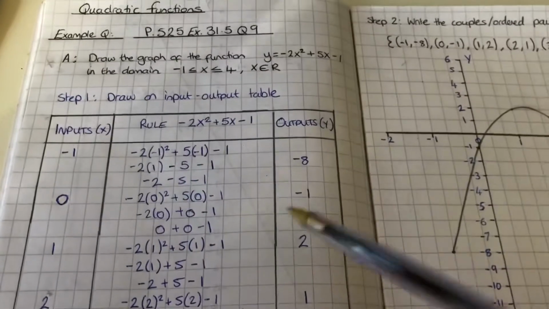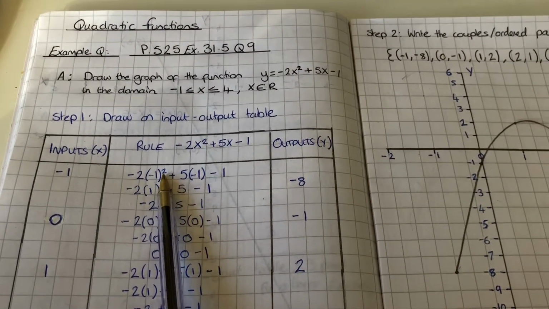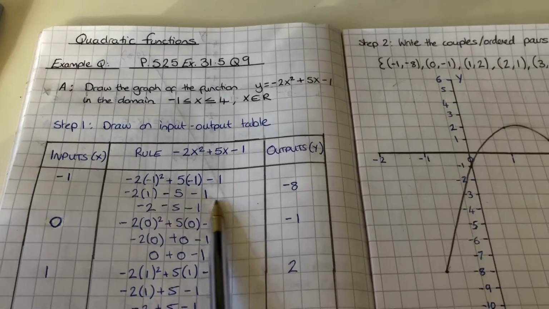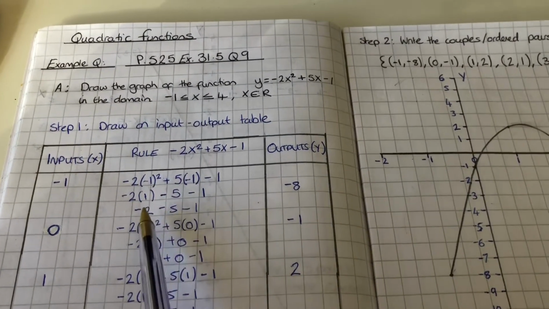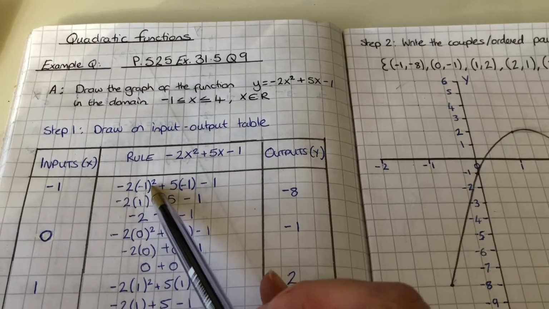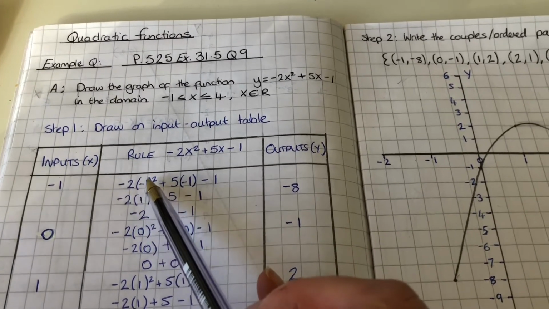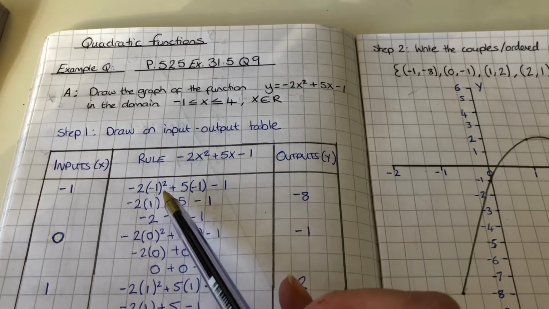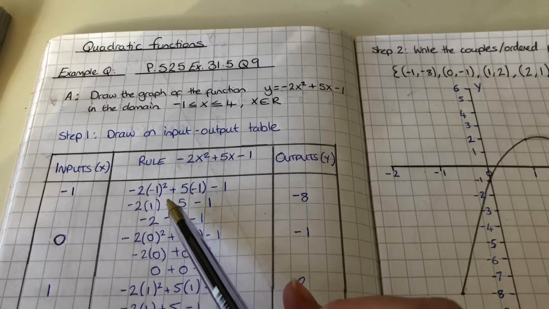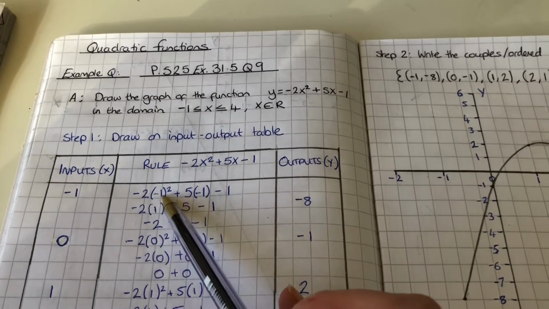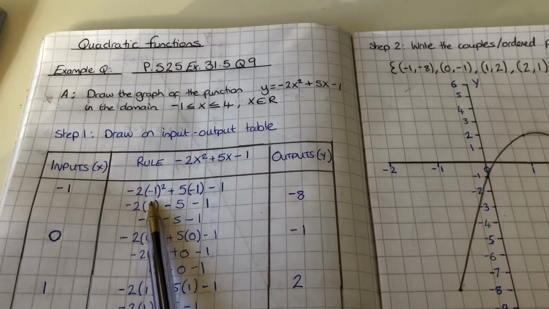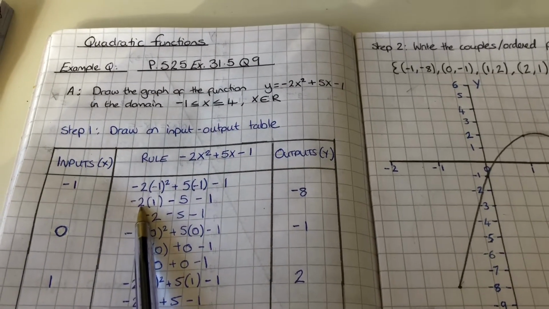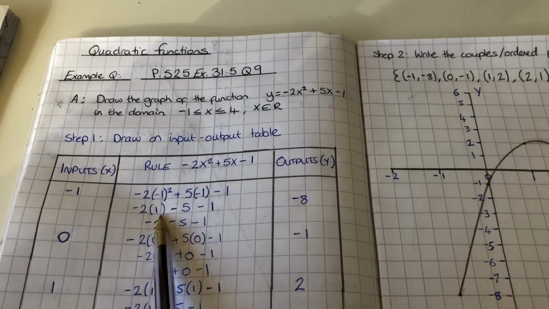So we'll follow our BIMDAS, as we said, and we know that the indices, the powers, must be done first. So in my second line of workings, all I've done here is I have performed this power. So -1 squared, well, to square something, it means to times by itself. So -1 times -1, and 2 minuses make a plus. So we end up with +1. So it's now -2 lots of +1.